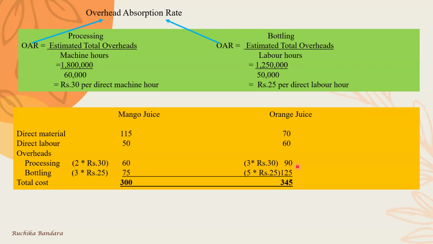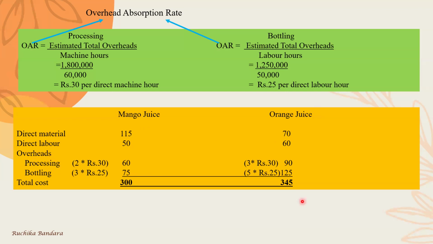Actual machine hours, processing department 2 and 3, that is the only thing that we can consider. Don't consider the bottling department under machine hours. Same way, actual direct labor hours, they have given it, but don't take it for the processing because labor hours we use only for bottling. So we are writing the word bottling. Look at the mango juice column. Under actual direct labor hours, bottling department hours 3. 3 into 25. Orange juice, same line, 5 into 25, 125. So your total cost per bottle is mango juice 300, orange juice 345.